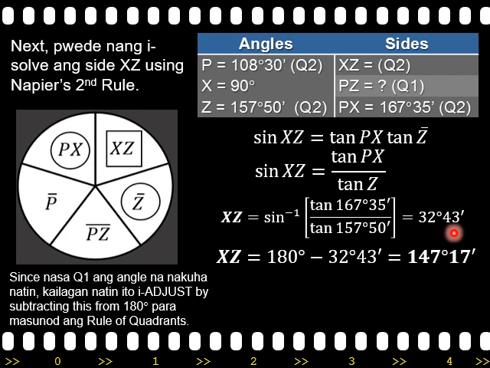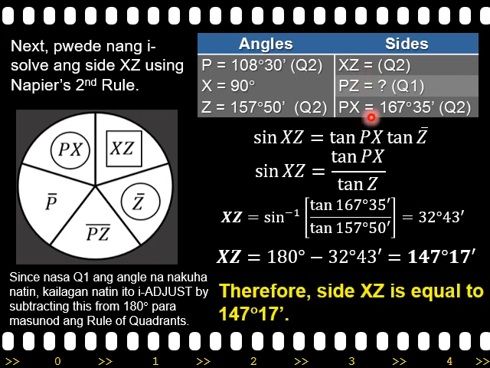Yun yung pang-adjust. Tulad ng ginawa natin kanina dun sa example number 1. So, here, XZ, pag sinubtract natin ito, 180 degrees minus 32 degrees and 43 minutes, that's equal to 147 degrees and 17 minutes. Since nasa second quadrant na ito, ito yung i-declare natin na final answer.